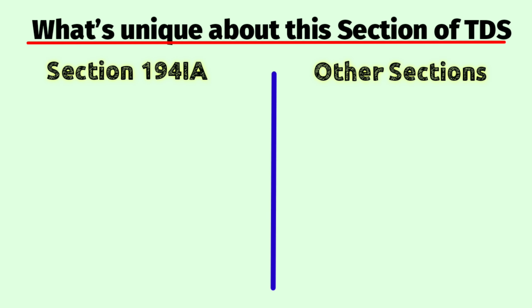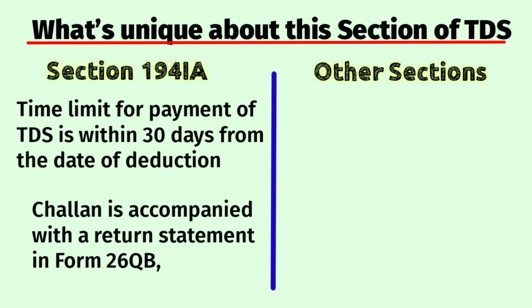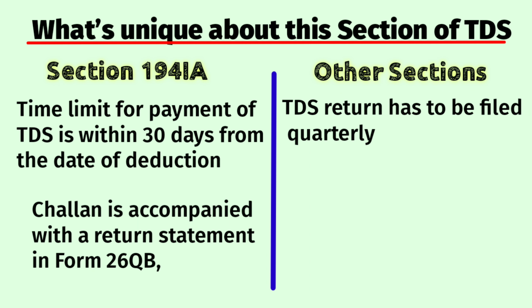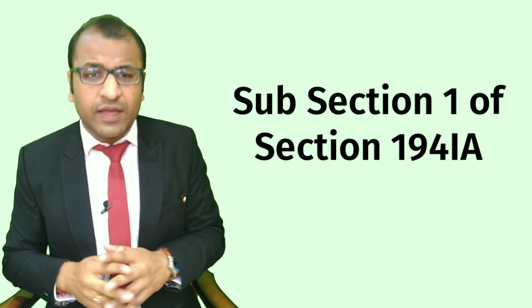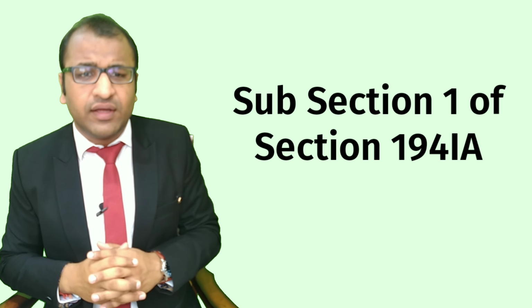What's unique about this section of TDS is, this is the only section where the time limit for payment of TDS is within 30 days from the date of deduction, and the challan is accompanied with a return statement in Form 26QB, unlike others where the TDS return has to be filed quarterly but payment has to be made by 7th of the next month from the date of deduction. So first let's have a direct look at what the section says.